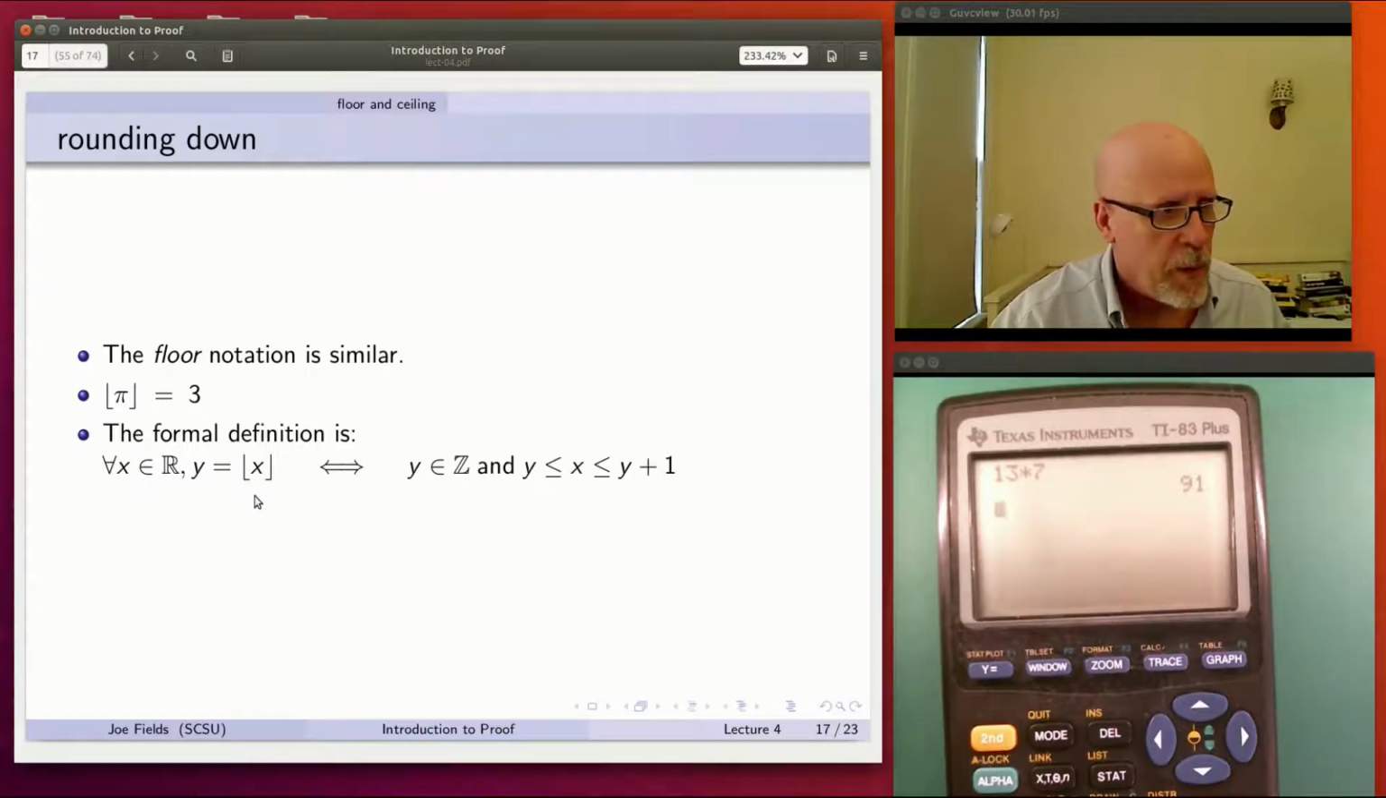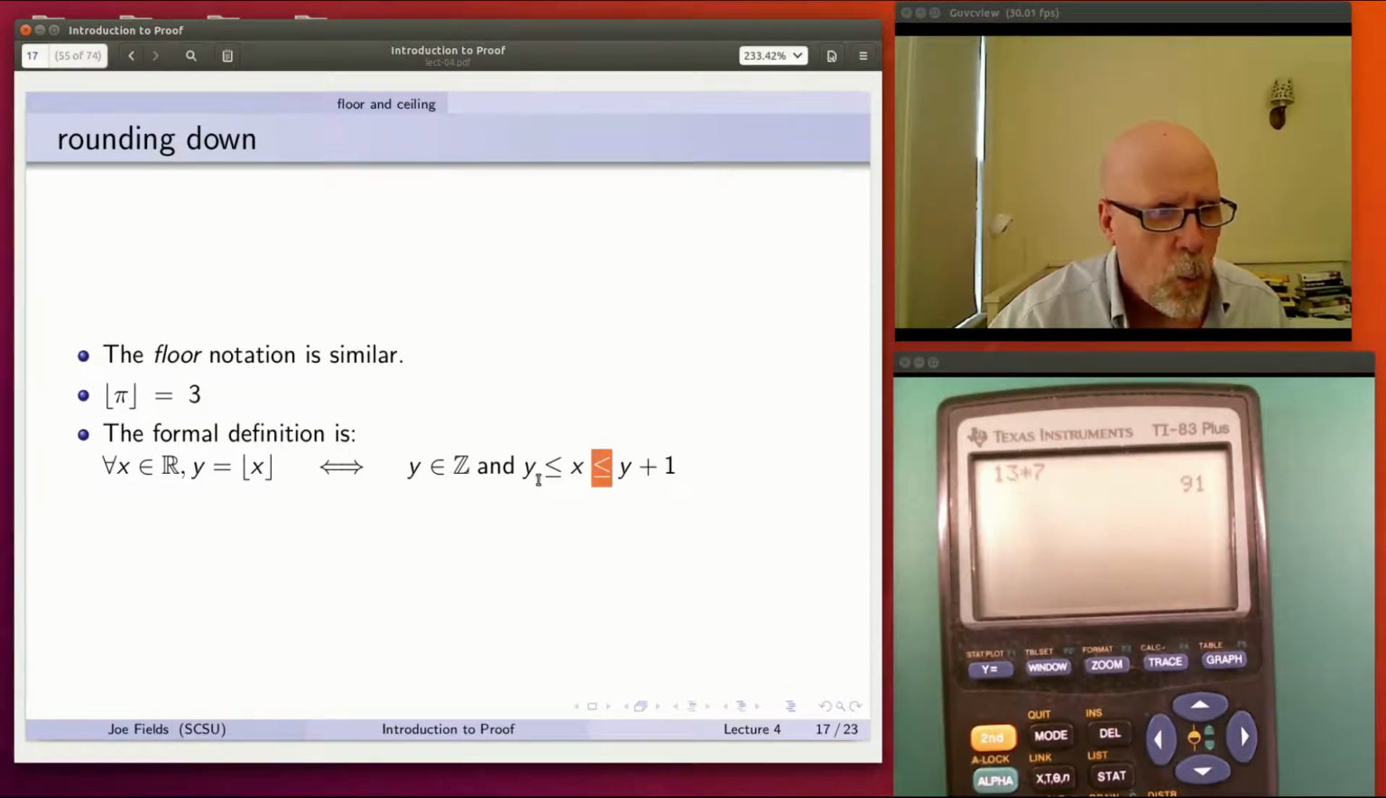The floor notation is similar here, except the little tick marks are at the bottom of the absolute value sign. So pi rounded down is 3. Here's the formal definition. It looks exactly the same, except when we get to that compound inequality. Oh, and I've typed it wrong. There is a typo here. That should be a less than, not a less than or equal. I'll fix that in the slides before I put them up as the handout slides, but in your mind turn that into a less than right now.